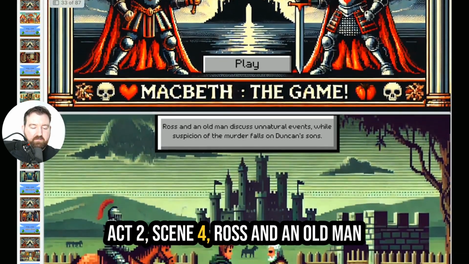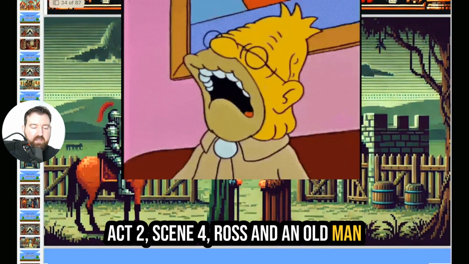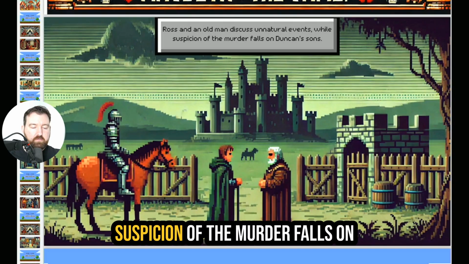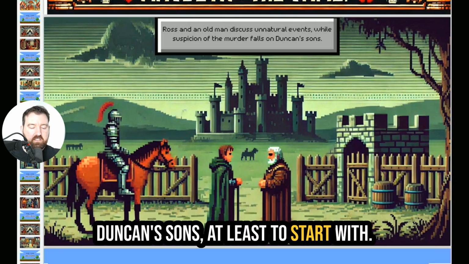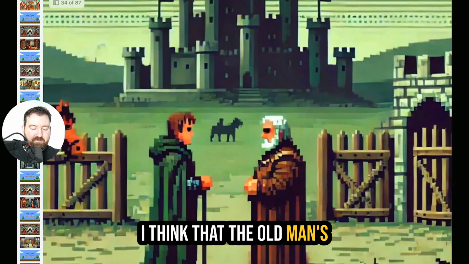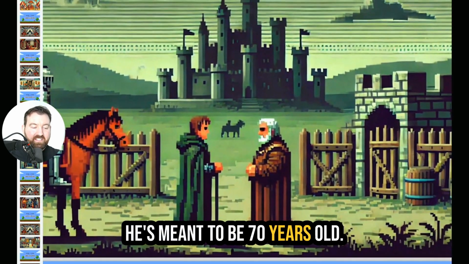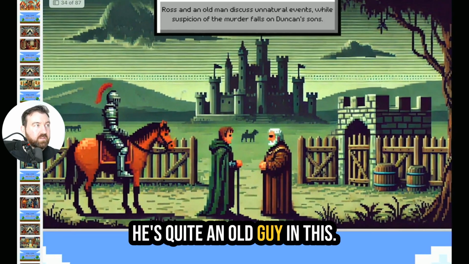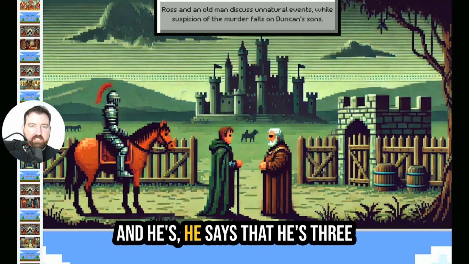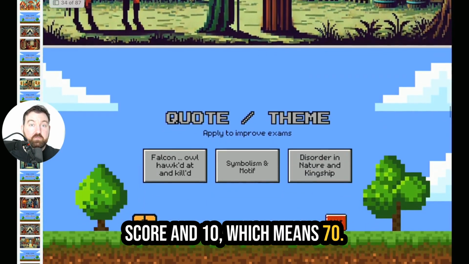Act 2, Scene 4. Ross and an old man discuss unnatural events while suspicion of the murder falls on Duncan's sons, at least to start with. I think that the old man's really sweet in this. Look at him, little old man. He's meant to be 70 years old. He's quite an old guy in this. And he says that he's 70, which means 70.